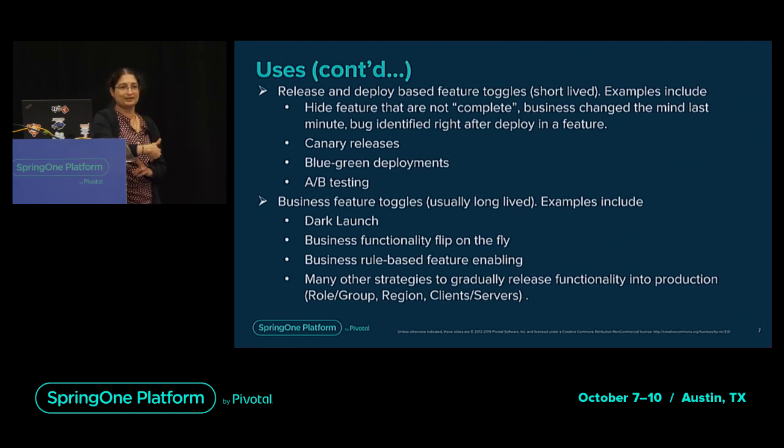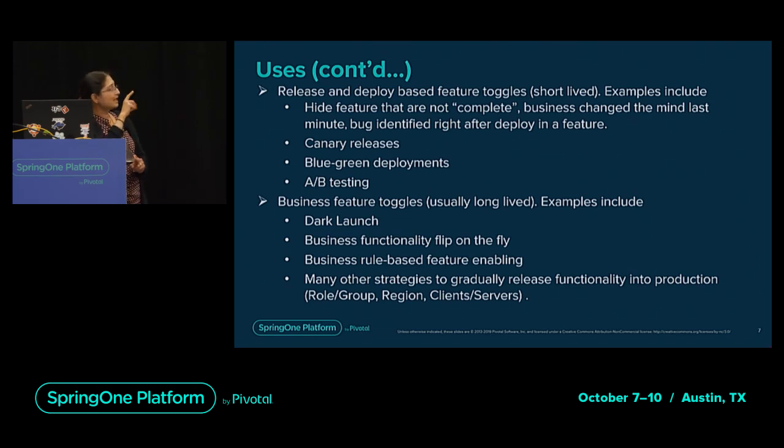Just before the deploy day, they come to you and say they don't want to go live with a feature or a couple of features, and you want to hide them instead of not going ahead with the deploy. And then you have canary releases, blue-green, A/B testing, and rolling deployments. They are all examples of release-based toggles, and they are expected to be short-lived. That's an important thing here. They're expected to be short-lived and recycled.